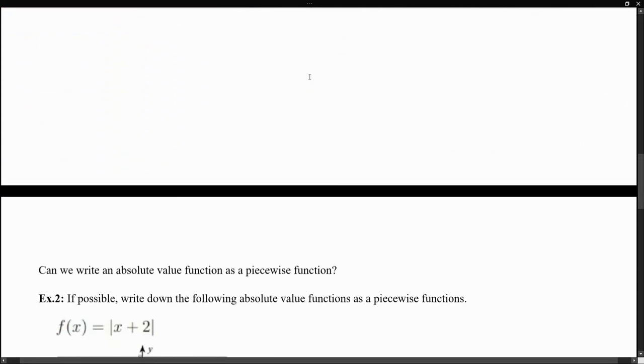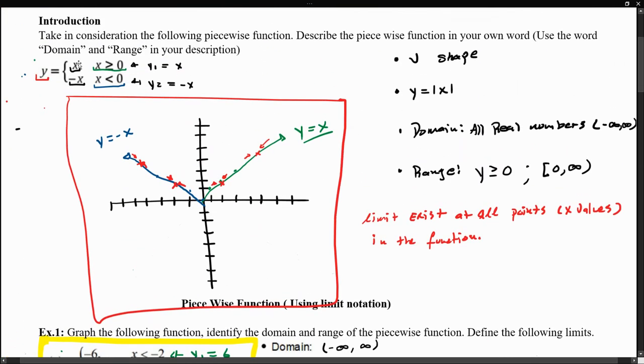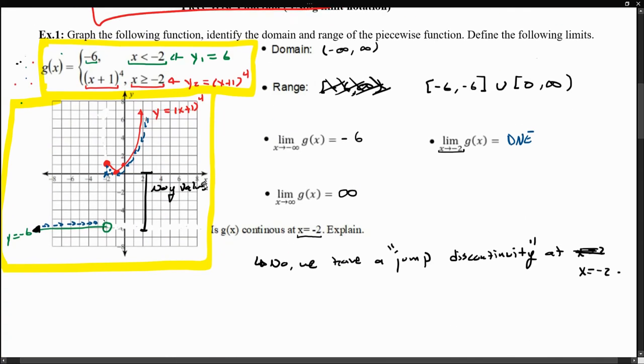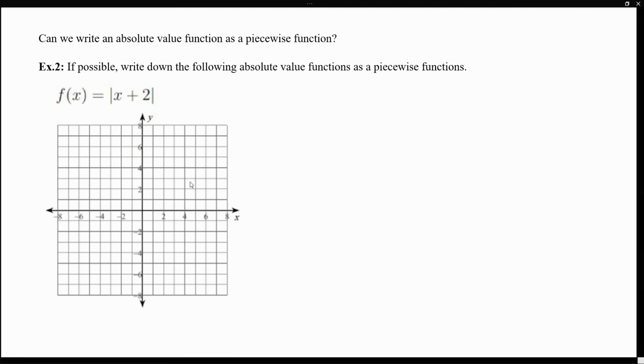So the last example that I wanted to discuss is to do quite the opposite, because in the first two examples, we were given the piecewise function and we graphed it. But now we're trying to do a small example where we actually do the opposite. Here we've been given this function, y equals the absolute value of x plus 2. And our job is to see if we can rewrite this function as a piecewise function.